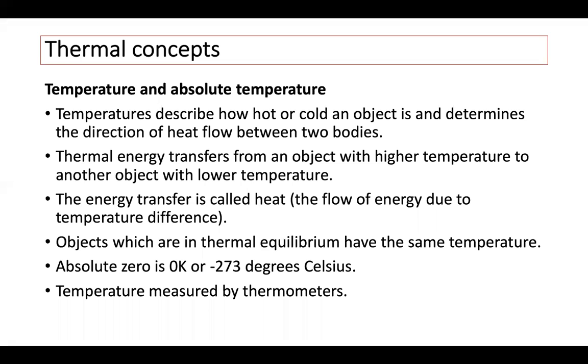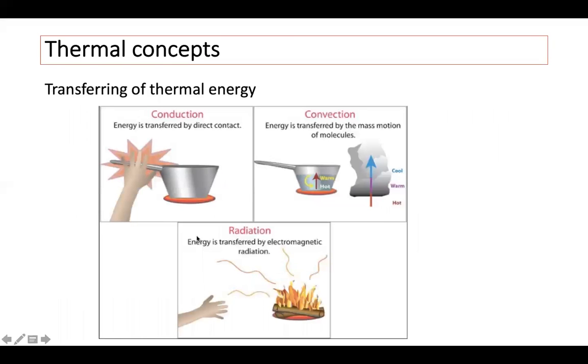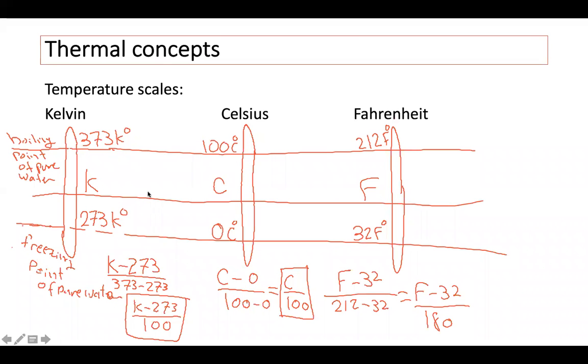Absolute zero is 0 Kelvin or minus 273 degrees Celsius. That's why we have to use different materials to measure temperature. We call it the thermometer, and we have different thermometers to compare with each other: Kelvin, Celsius, and Fahrenheit. To change from Kelvin to Celsius to Fahrenheit, we have to mark the degrees for each one, and we take water as a standard material to work on.